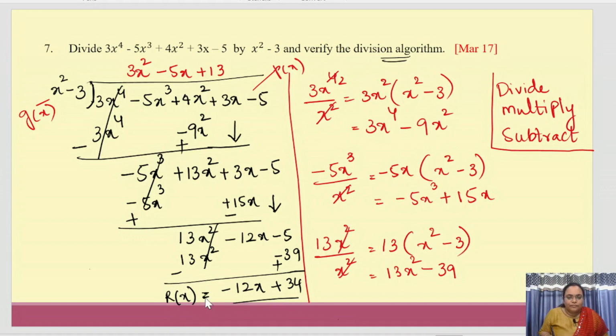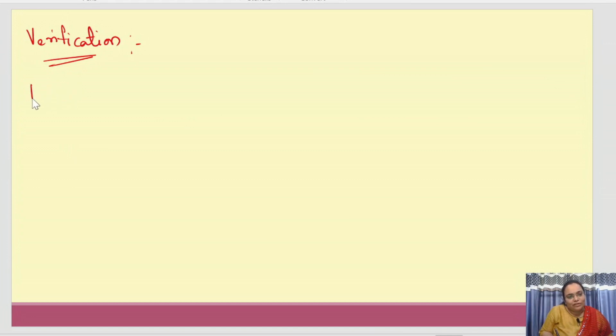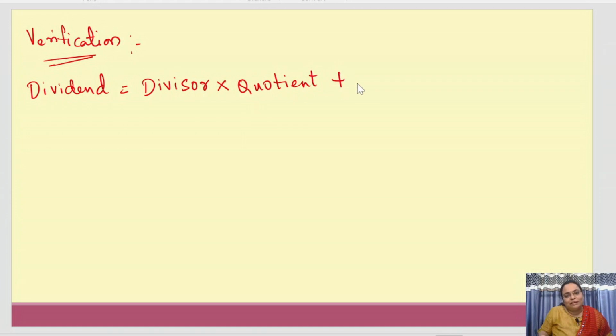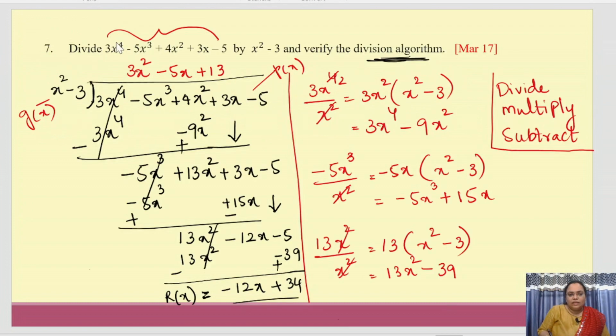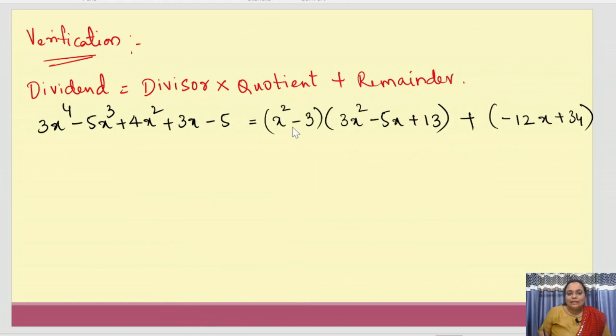Okay. Now we need to verify the division algorithm. So what is the division algorithm? Dividend is equal to divisor into quotient plus remainder. So this is the dividend. See here, this is the dividend and this is the divisor, this is the quotient q of x, and this is the remainder which we have got. So let us multiply divisor and quotient first.